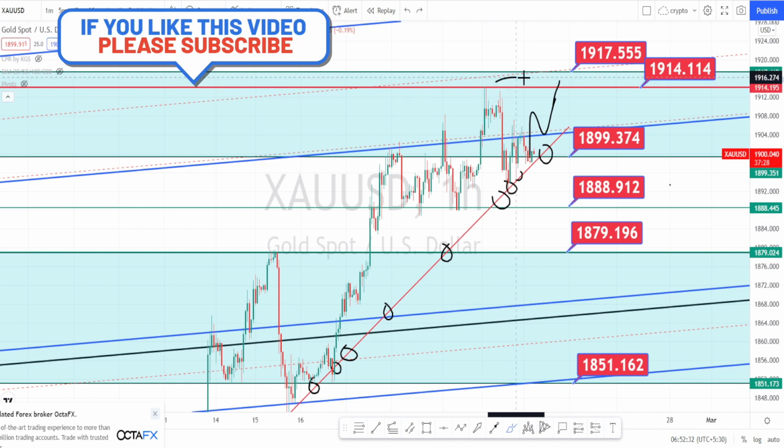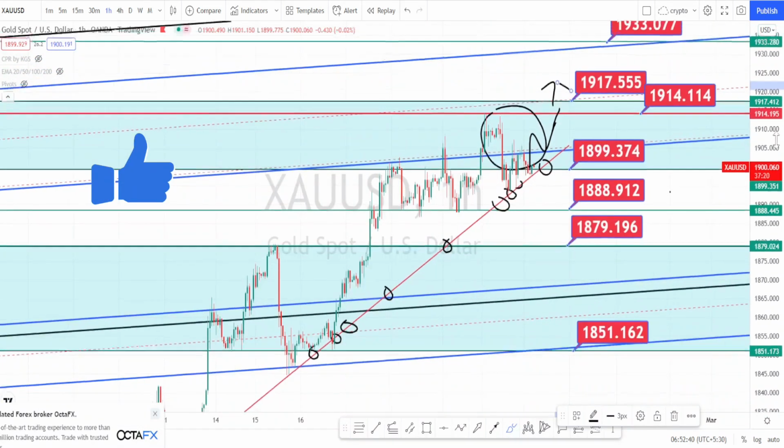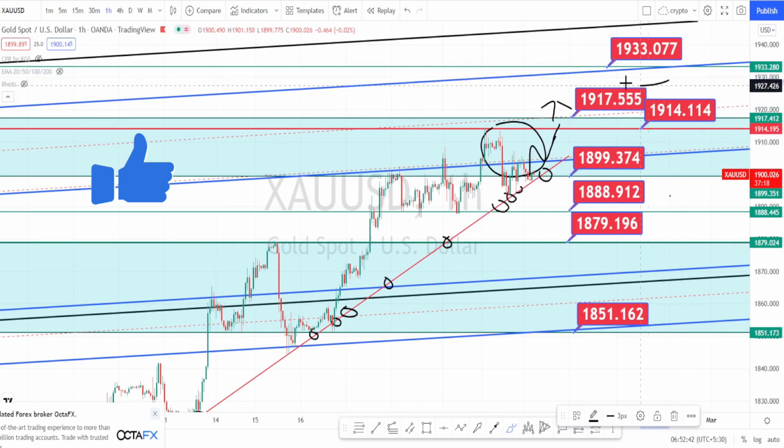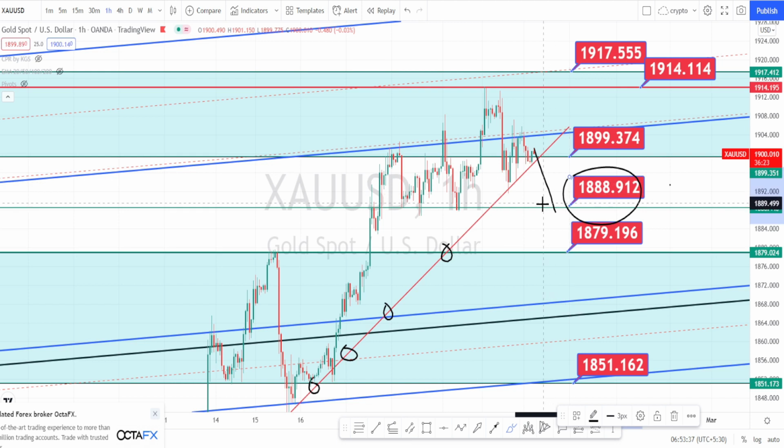So only when the price action breaks this resistance level, we can expect a further continuation of the bullish trend, and if the bullish trend starts, we can expect the next level of resistance to be around 1933. And if the price action retraces, the next level of support is going to be around 1888, and if the price action breaks this support level, we can expect the next level of support to be around 1879.